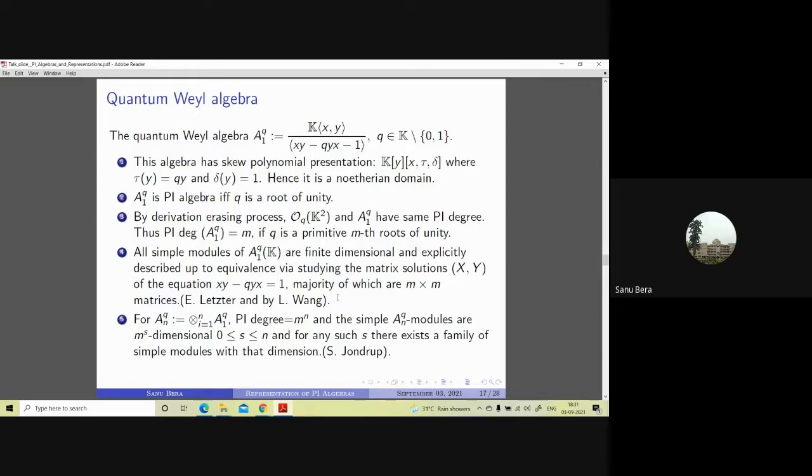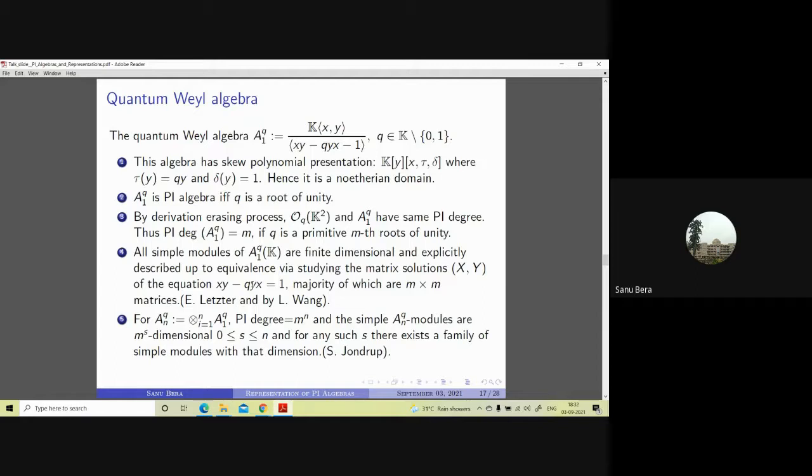All simple modules are mostly given by m by n matrices. They computed these by matrix solutions of the equation xy minus qyx equals 0. If q equals 1, for the Weyl algebra, we know that this relation has no finite matrix solution. But if we take any q except 1 and 0, then there is a matrix solution, and it will be an m by n matrix. If xy minus yx acts as non-zero, then the solution will be an m by n matrix, and if xy minus yx acts as 0, then the solution will be one dimensional.